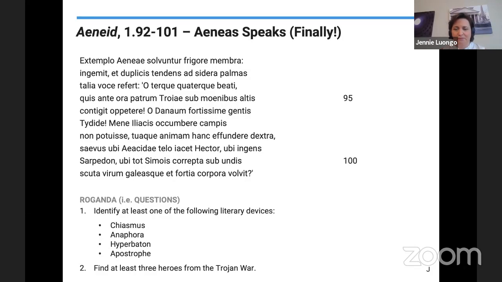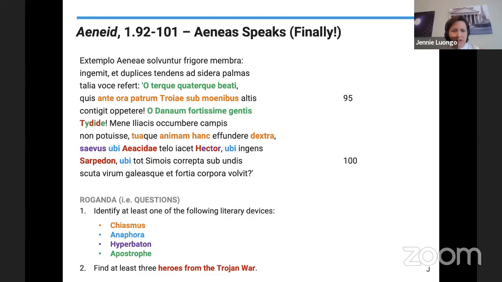And then we want you to find at least 3 heroes from the Trojan War in this section. Just as you guys are thinking, we may not have found all of the figures of speech. There could be some, especially with chiasmus and synthesis, different logical constructions that may work for these. If we don't have it listed and you think that it is and can justify it, that's perfectly fine. Yeah, absolutely.